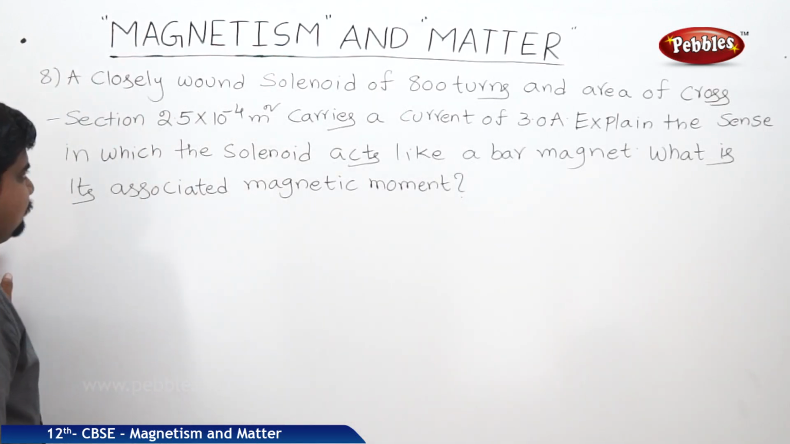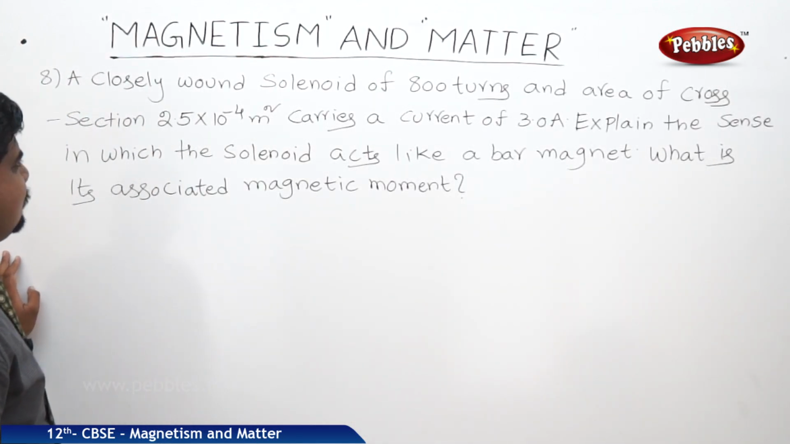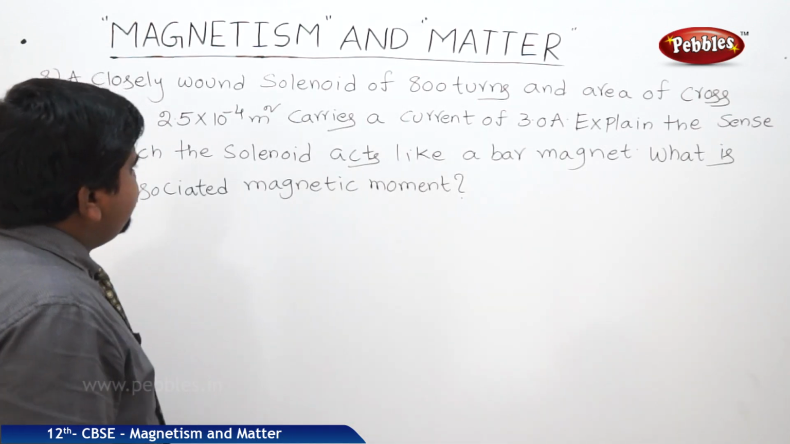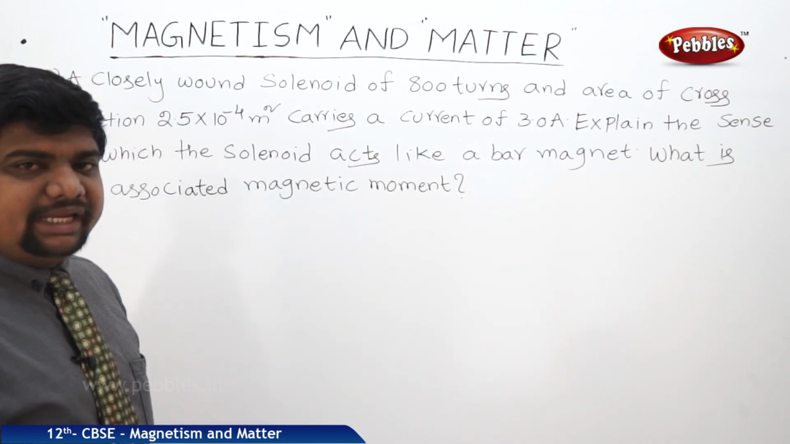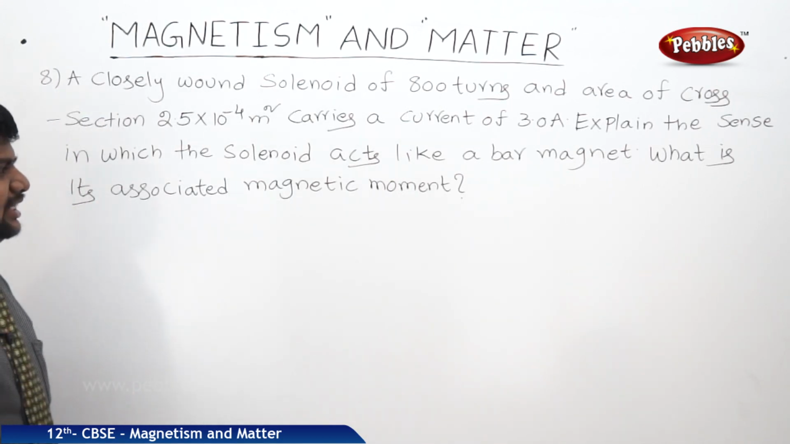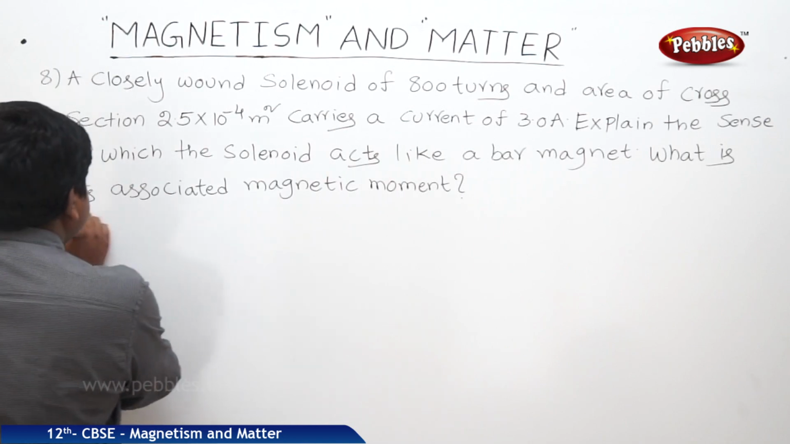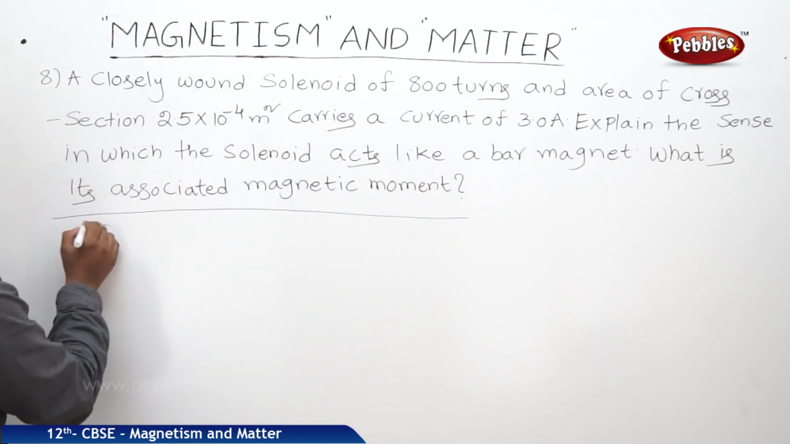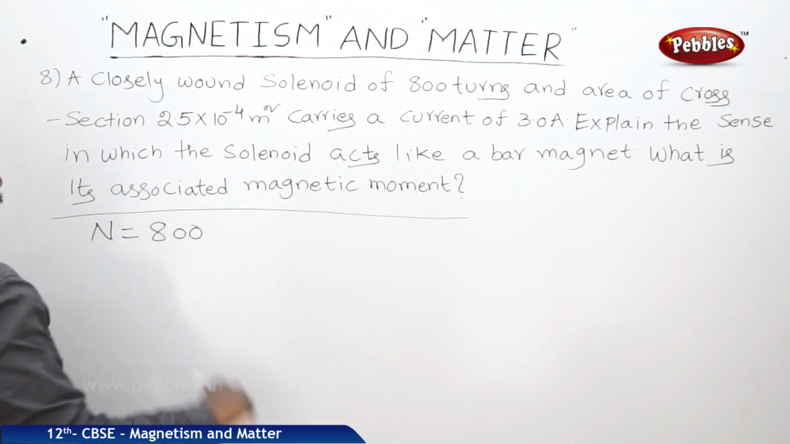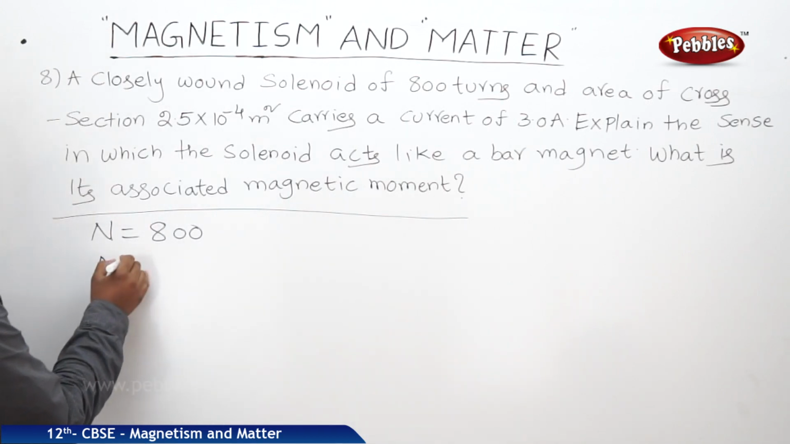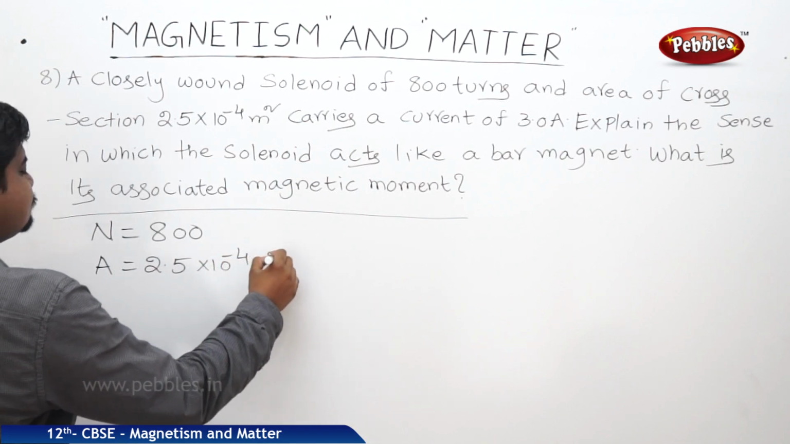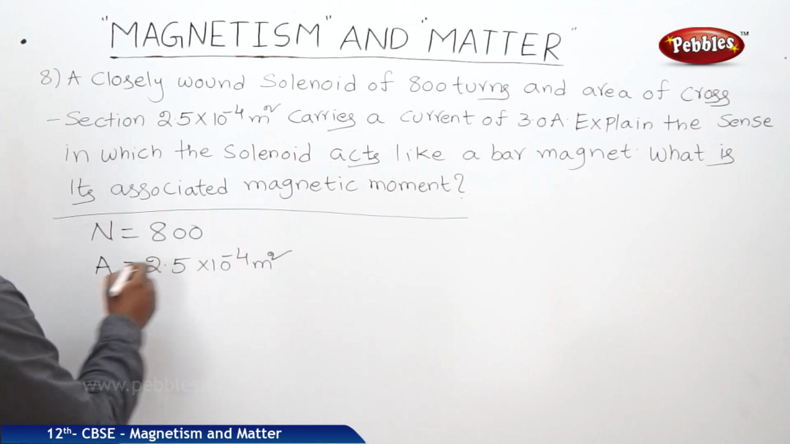This is one more problem with respect to the solenoid. The content is: a closely wound solenoid of 800 turns and area of cross section 2.5 into 10 to the power of minus 4 meters square carries a current of 3 amperes. Explain the sense in which the solenoid acts like a bar magnet. What is its associated magnetic moment? So the number of turns n is equal to 800. Area of cross section 2.5 into 10 to the power of minus 4 meter square, carries a current of 3 amperes.